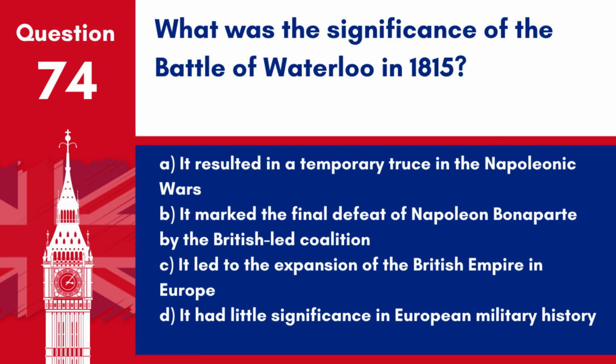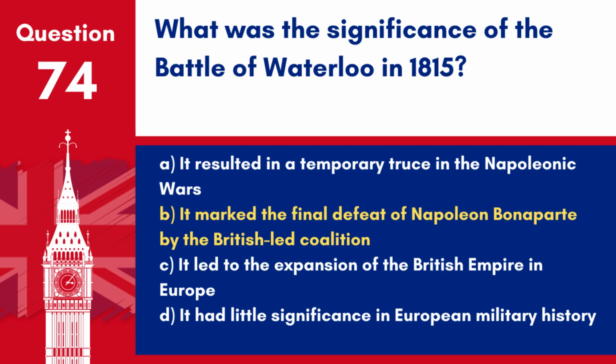Question 74. What was the significance of the Battle of Waterloo in 1815? A. It resulted in a temporary truce in the Napoleonic Wars. B. It marked the final defeat of Napoleon Bonaparte by the British-led coalition. C. It led to the expansion of the British Empire in Europe. D. It had little significance in European military history. Answer. B. It marked the final defeat of Napoleon Bonaparte by the British-led coalition.